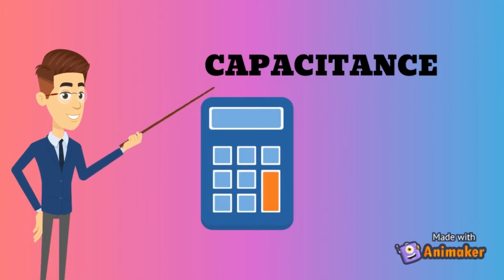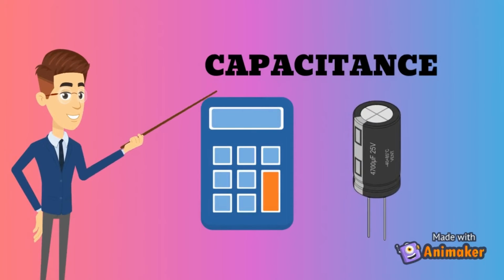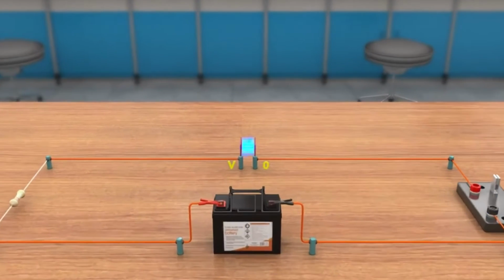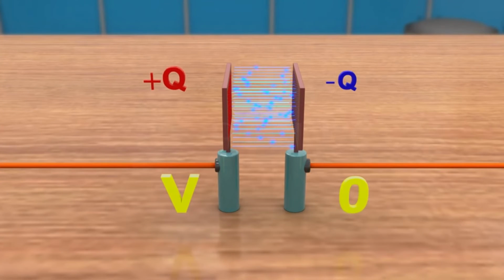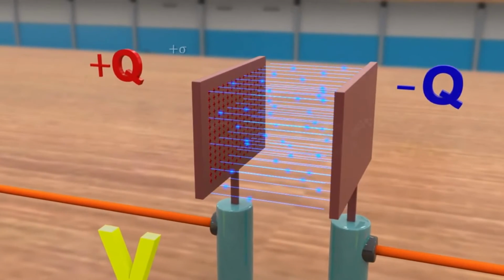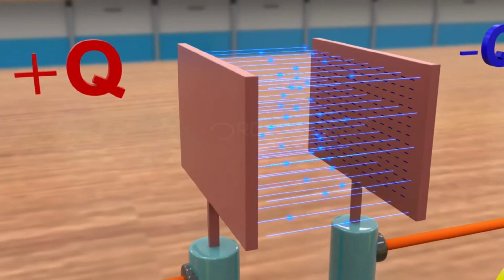After the capacitor has been charged, the potential difference between the plates becomes equal to the potential difference of the battery. Let positive Q and negative Q be the charges at potential difference V. The charge density of the positive plate, positive sigma, is equal to positive Q by A. And then on the negative plate, negative sigma equals negative Q by A.